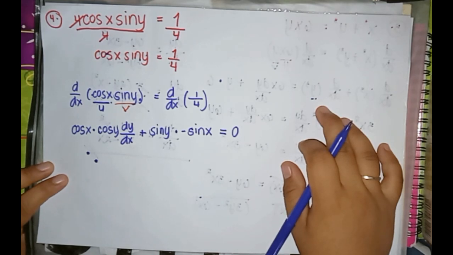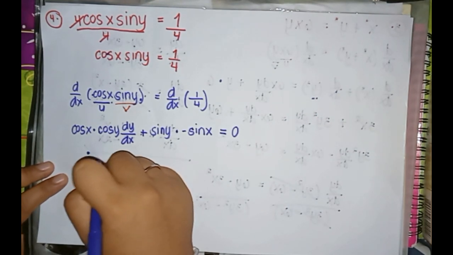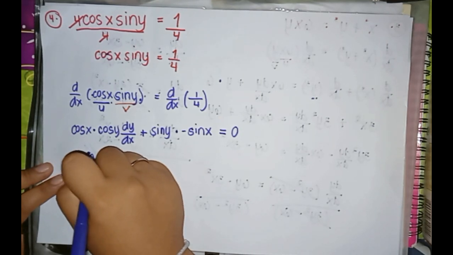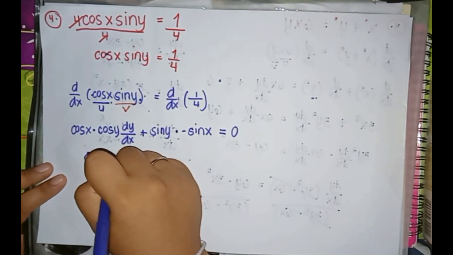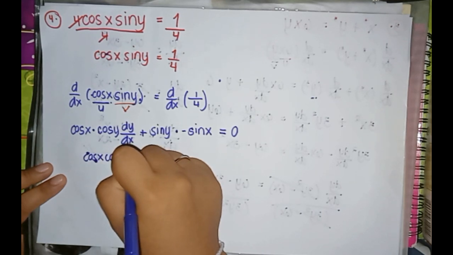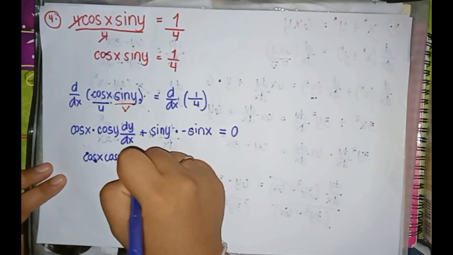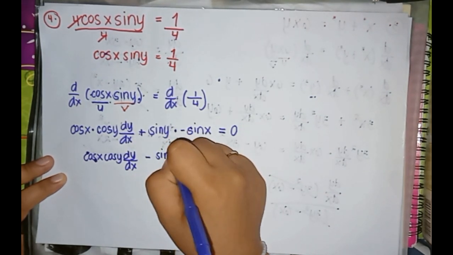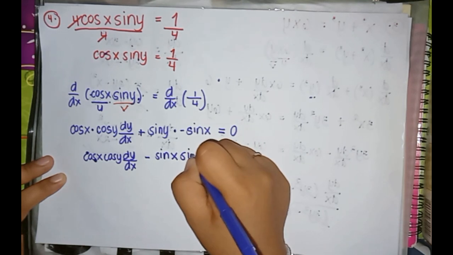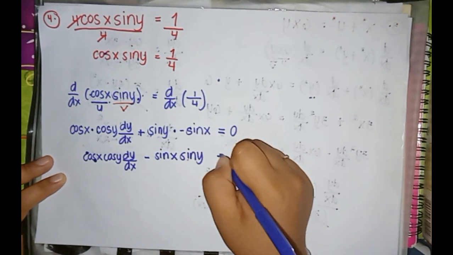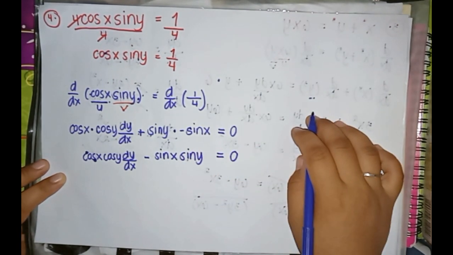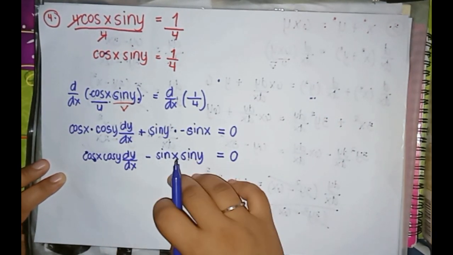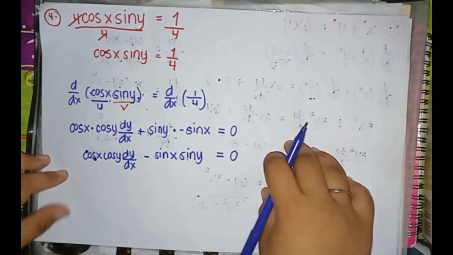So we have cosine of x, cosine y dy over dx minus sine x sine y is equal to 0. So right now we are going to transfer negative sine x sine y to the other side in order to simplify.